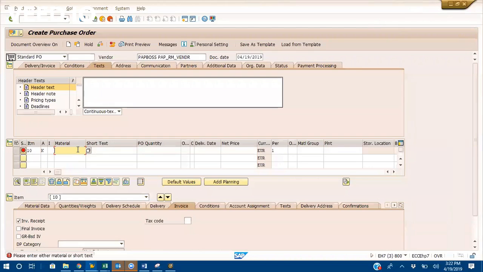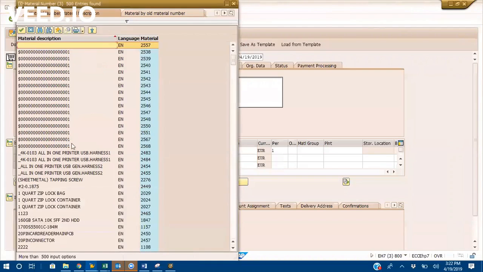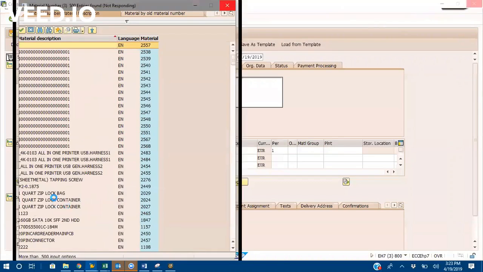Okay? So let's see if there's any indirect material. Let's try to post something and see what happens. I guess all these are indirect material. Here the system is slow. Today may be slow, I think.